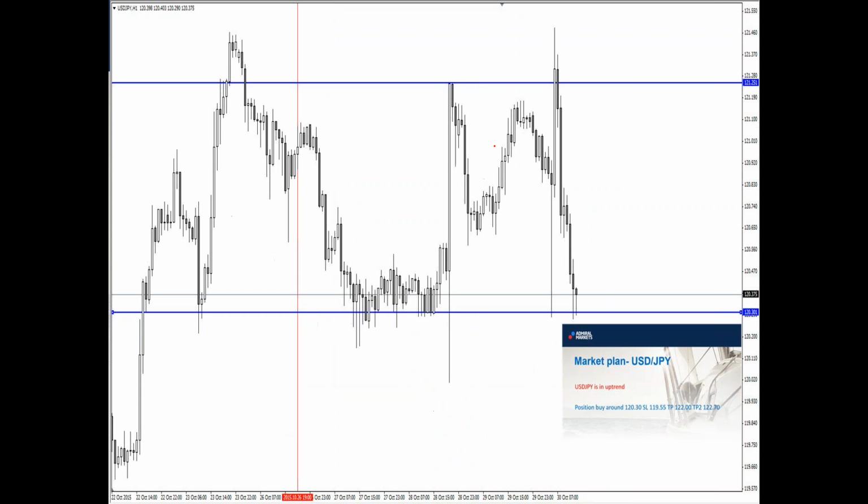And look at dollar yen, trade of the week. We had a buy position at 120.30. The price rejected perfectly from 120.30 here, and it shot heavily to the upside. You made at least 20 points in this, because this was the trade of the week.